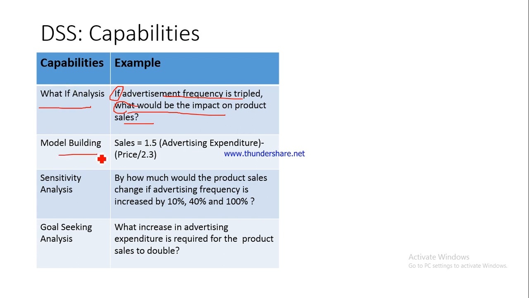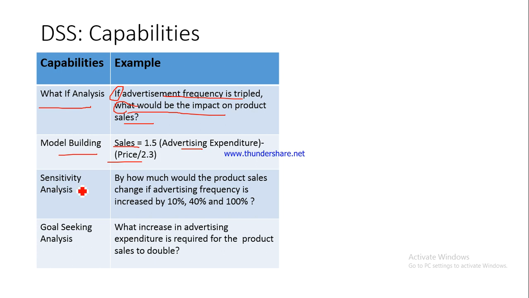Then the model building. What is model building? This is something that we have studied in regression equations also. And if you look here, now this is some kind of a regression equation. Sales is 1.5 times of the advertising expenditure and price divided by 2.3 minus price divided by 2.3. Now this is some kind of a model. Now if I put in this value and if I put in this value, I'll know how many units would I be able to sell, what would be my sales volume, right?